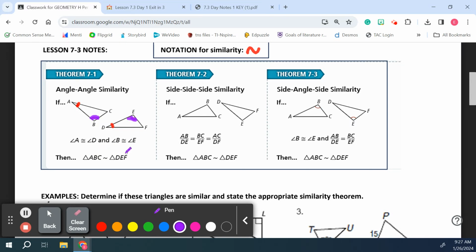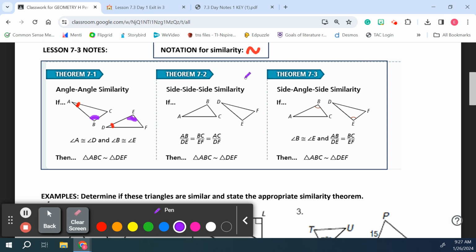You guys remember when we were proving triangles congruent, how it's very specific about how we name those triangles, right? Like each angle had to be congruent with each angle, and those side lengths had to be in the same order. It is the same thing here. It's just using a similarity symbol instead of congruency. So the triangle names are still very important, okay?